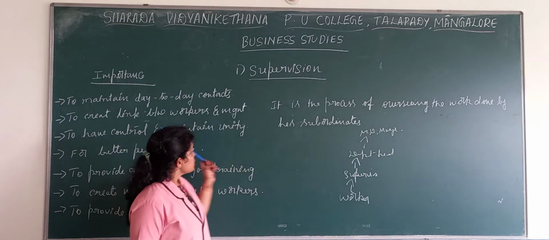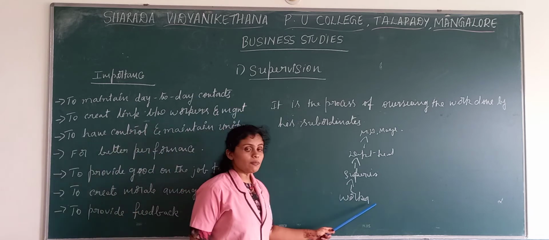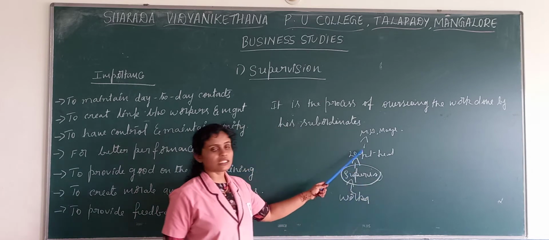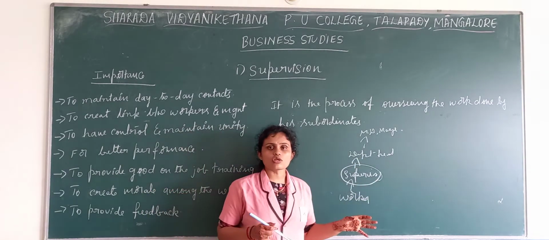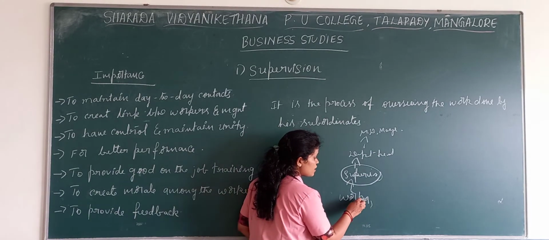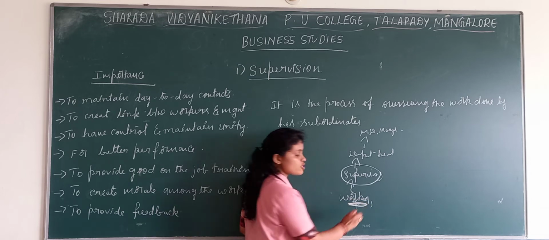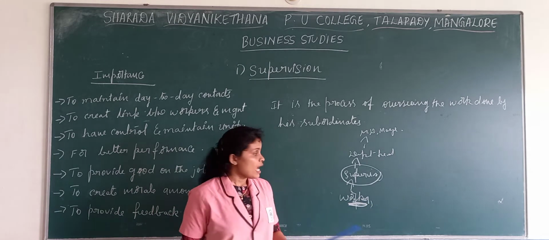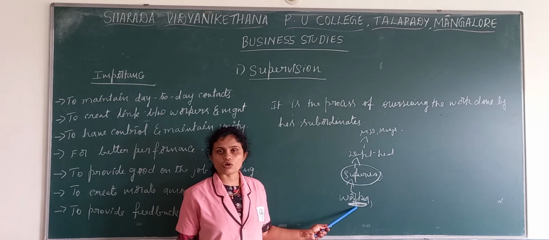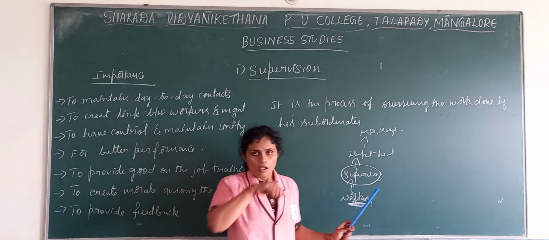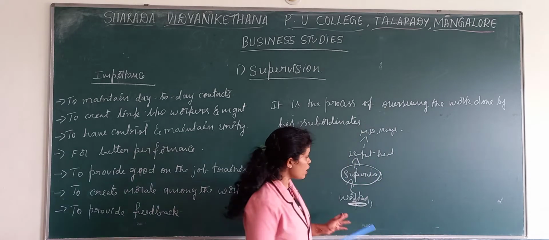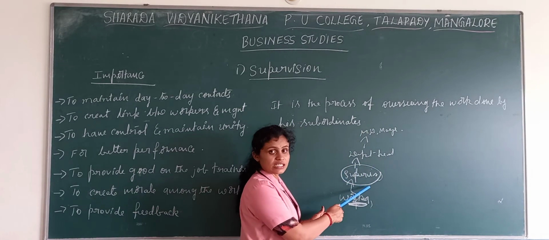So who will be maintaining day-to-day contact with the workers? Only the supervisor. Other persons will not have close day-to-day contact with the workers, because the actual work is done in this particular place, and the supervisor has day-to-day close contact with the workers. So in order to maintain day-to-day close contact with the workers, there is a necessity for supervision.